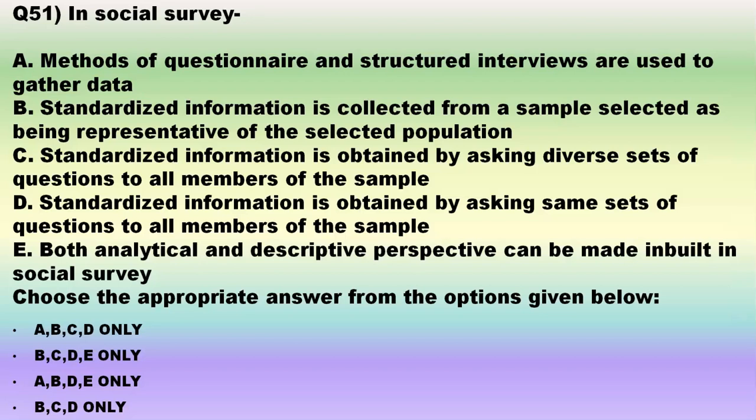Now, if you look at option C and D, it is just the opposite of one another. One is saying we ask diverse sets of questions to all members of the sample, and the other says same sets of questions. Now, the correct option will be A, B, D, E only, which means we are not going to include number C, because in social survey we tend to use the same sets of questions in order to obtain information.